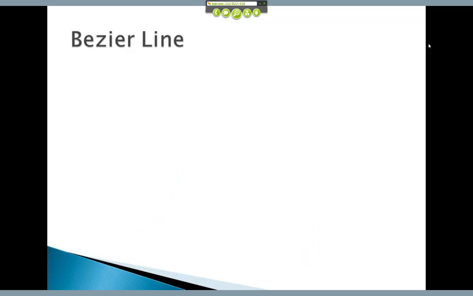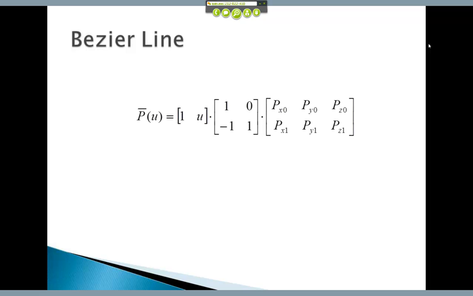So what does a Bezier line look like? What's our U vector going to look like? 1 and U. What's our MBE going to look like? It'll be a 2 by 2, right? And what is our P's going to look like? 2 P's, a P naught and a P1. So it's going to look something like this.